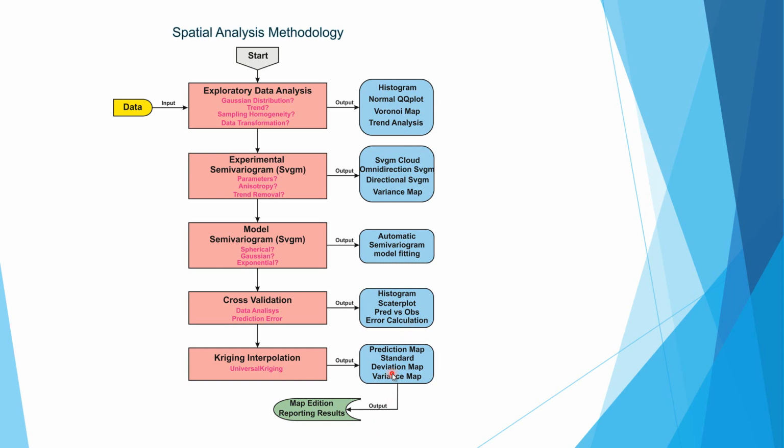In these tutorials, I'm going to explain with examples, step by step, the spatial analysis methodology, where I'm going to be talking about exploratory data analysis, experimental semi-variogram, model semi-variogram, cross-validation, Kriging interpolation, and also at the end, we are going to be working with the map edition with Quantum GIS and also reporting results.